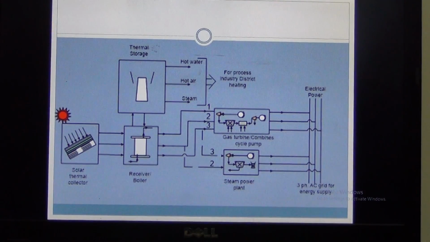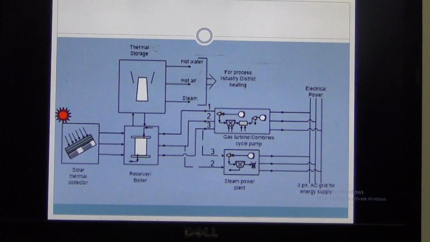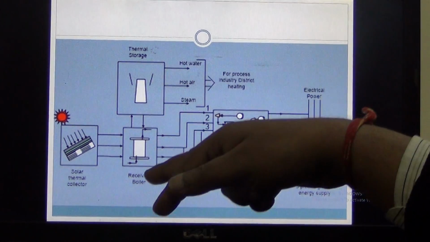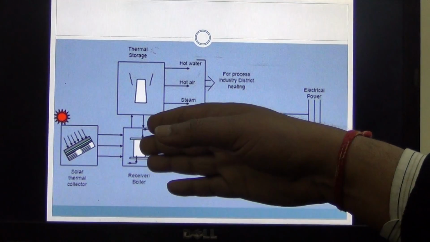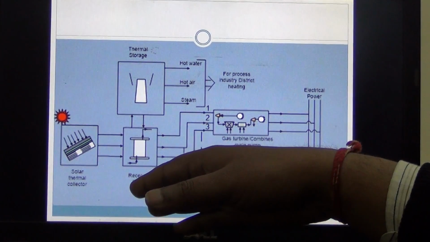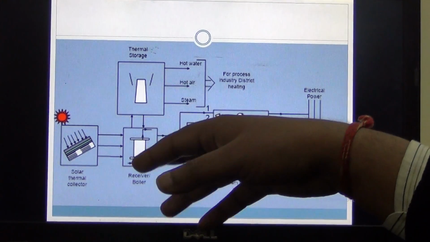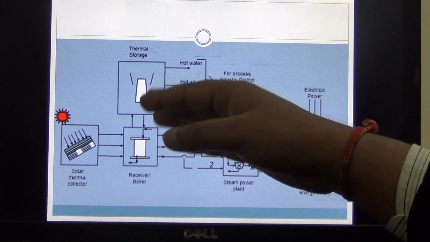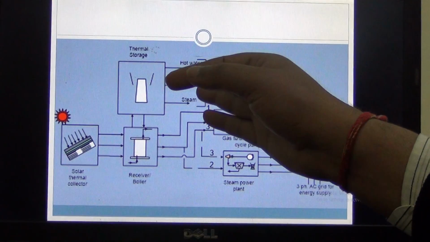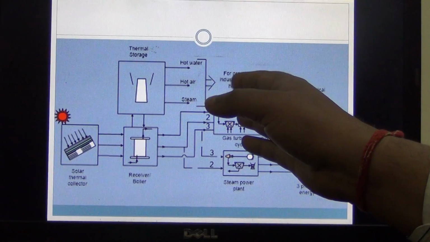It is the solar thermal collector. It collects energy from the sun's light, and this is the thermal storage. This is the thermal boiler. The energy which is collected is transferred to the receiver boiler, and this receiver boiler stores it in the thermal storage, where it can be used for hot water, hot air or steam, and for process district heating.